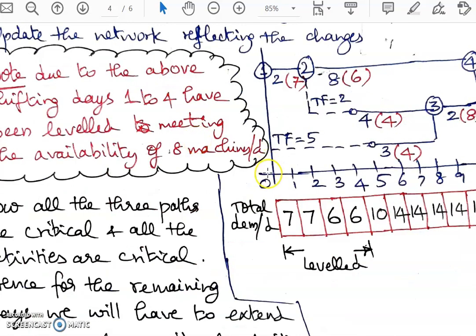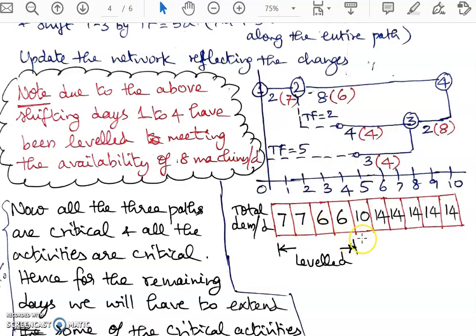So let's see this original network. In this graph, if we see from day 5, there is an increase in demand. I have three paths, all of them critical. Now, if I were to shift 2 4, what would happen? 2 4 has already started on day 4, prior to day 4. So I'm not going to extend 2 4. Instead, I would extend 2 3 and 3 4.